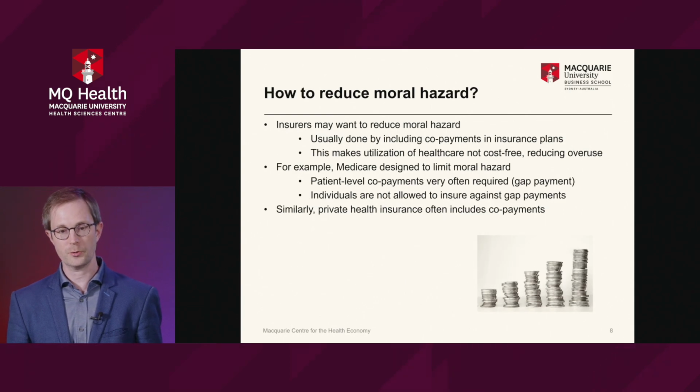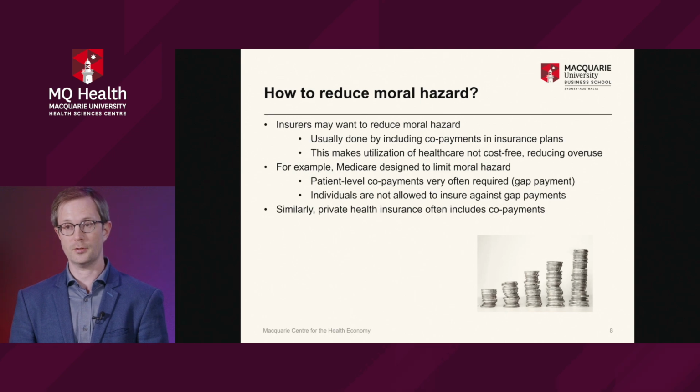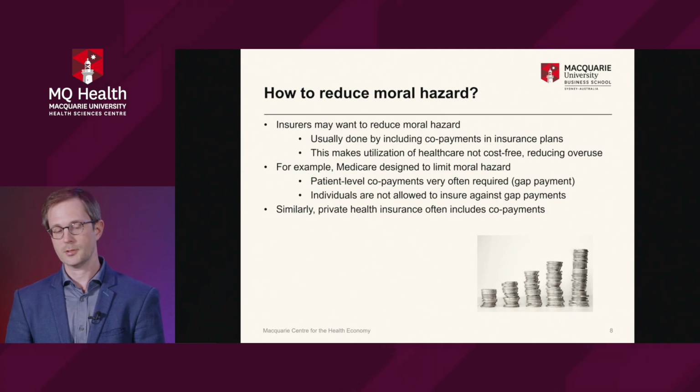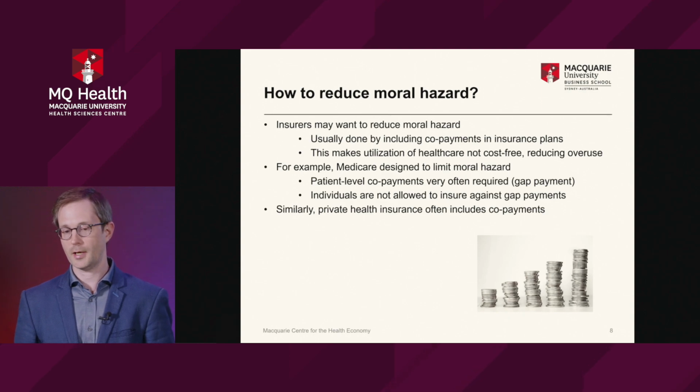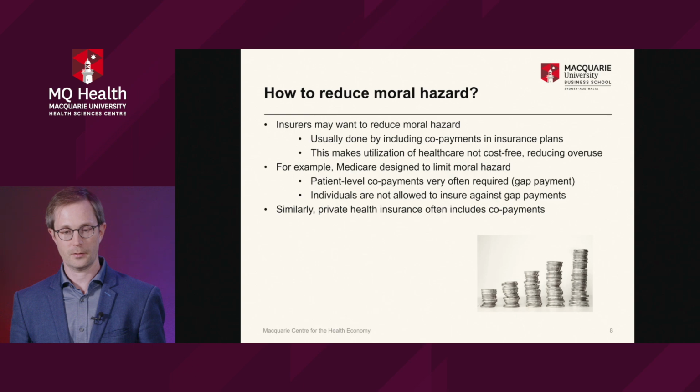And now, how can we reduce moral hazards? So usually insurers do want to reduce moral hazards, and they do so by including co-payments together with insurance plans. So this makes utilization of healthcare not cost-free, and then in turn reduces the overuse of services. One example for that is Medicare. Medicare is quite designed to limit moral hazard, and for that reason, if there's a lot of use, there's a lot of co-payment, usually through so-called gap payments.